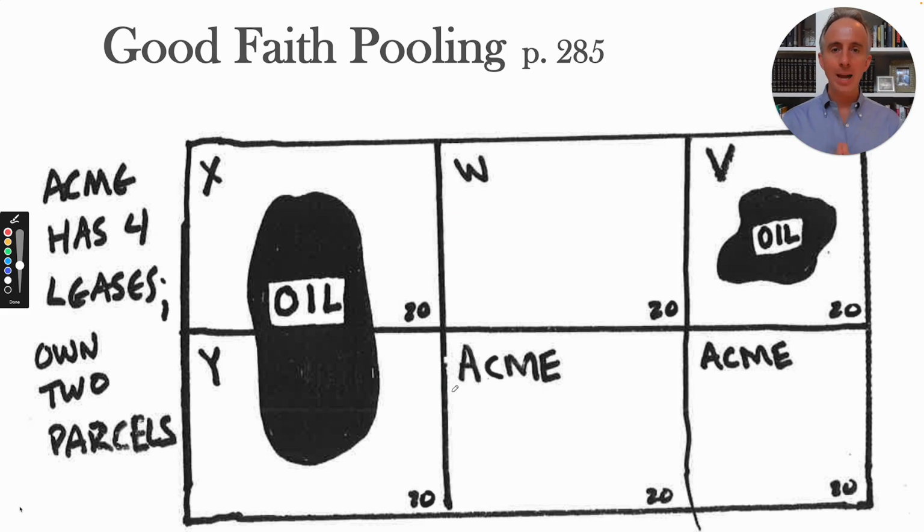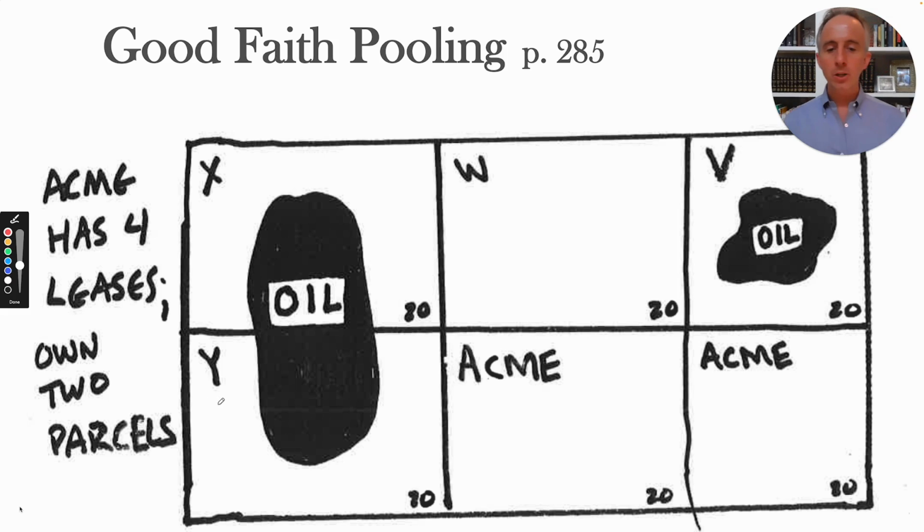So you could imagine in that circumstance, X and Y saying, you know what, Acme's plan of ensuring that the properties it owns outright get a share of every reservoir, that is not good faith pooling because they're putting their interests above the interests of the lessor, the landowner.